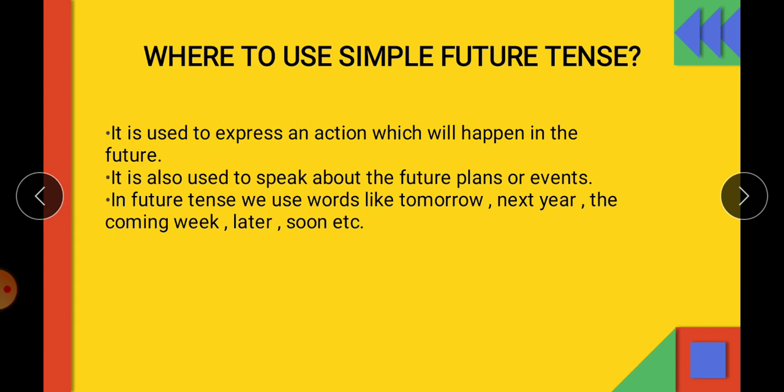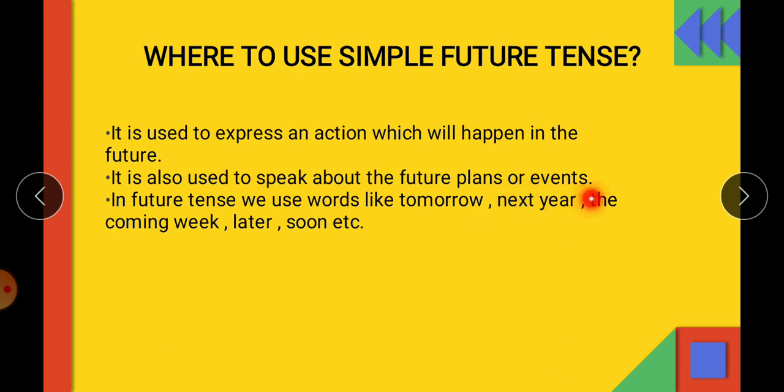Now, first is where to use simple future tense. It is used to express an action which will happen in the future. The word future means the time that is going to come. So, simple future tense indicates an action which will happen in the future, जो आने वाले समय में होने वाला है. It is also used to speak about future plans or events.